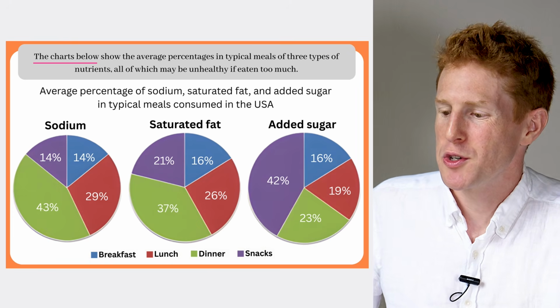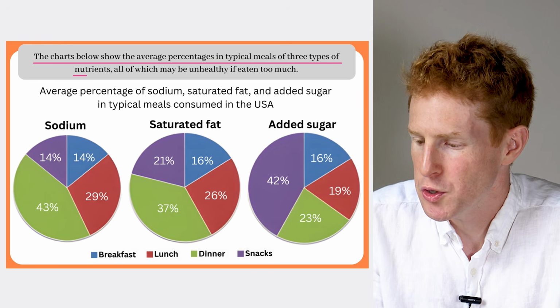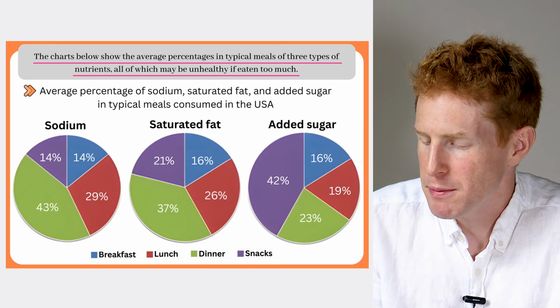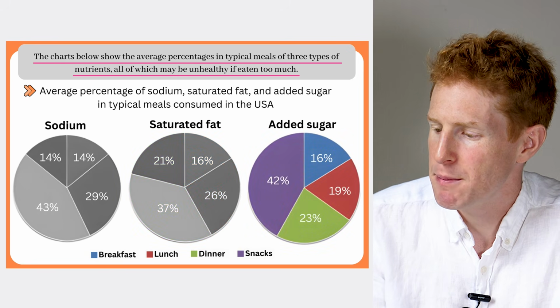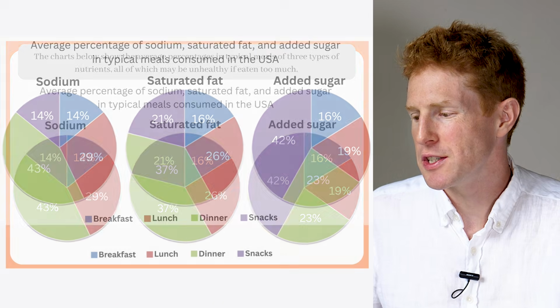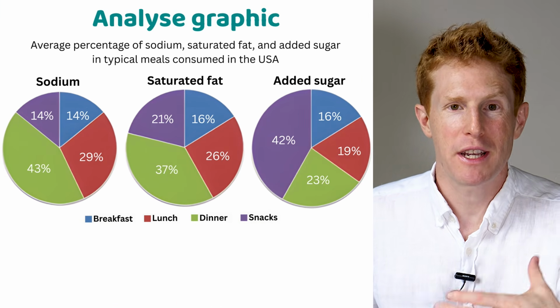The charts below show the average percentages in typical meals of 3 types of nutrients, all of which may be unhealthy if eaten too much. Average percentage of sodium, saturated fat, and added sugar in typical meals consumed in the USA. Now, the first thing we're going to do is to analyze the graphic. So imagine you get this graphic in your exam.